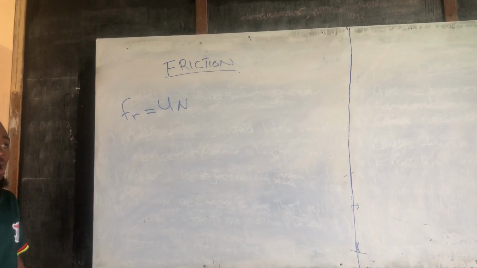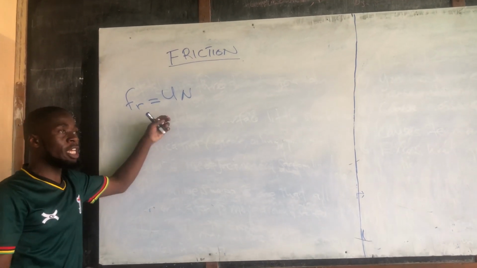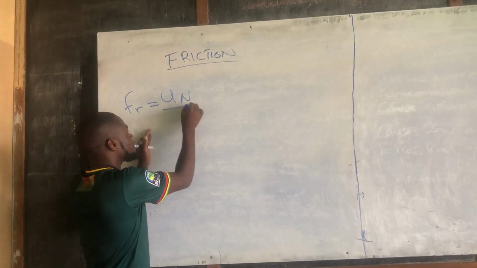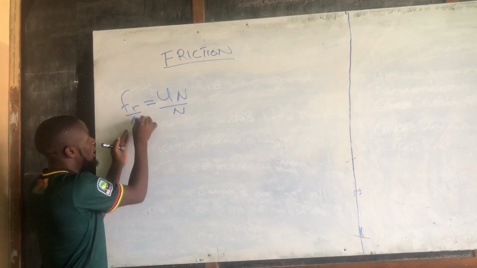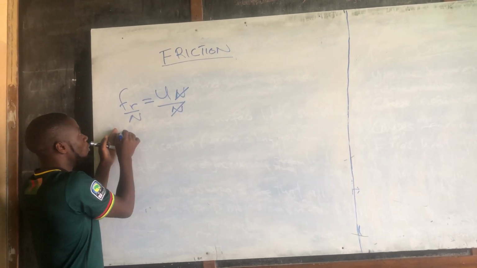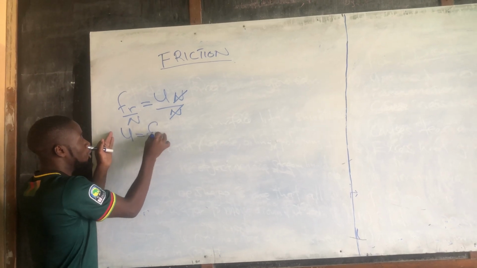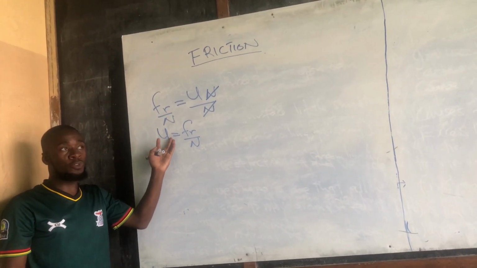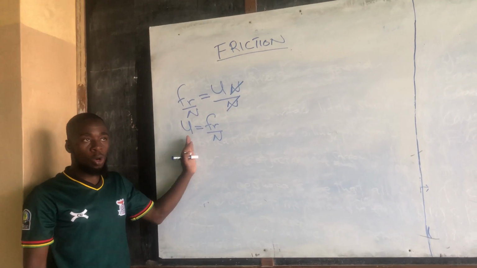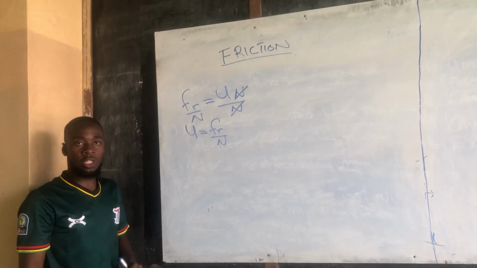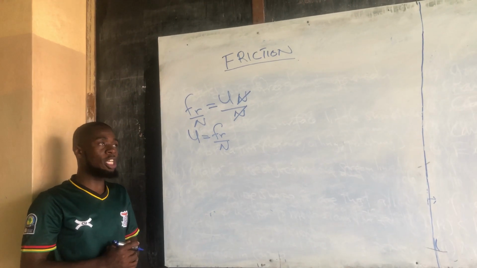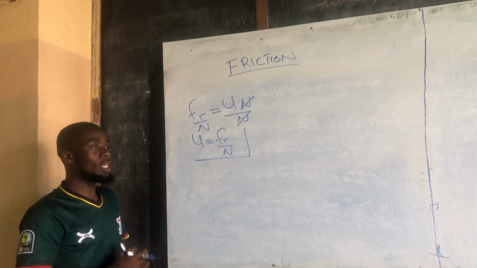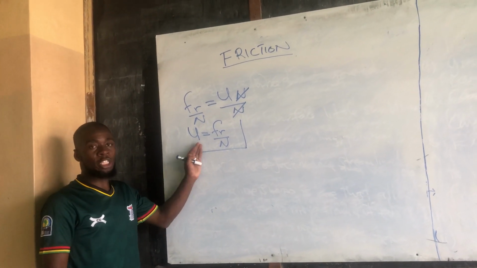But to make your calculations easier here, always make mu, which is the coefficient of friction, the subject of the formula. So over n here. Meaning this n will go here, and we have mu is equal to the frictional force over the normal force here. So I've made the mu, the coefficient of friction, the subject of the formula. Always do this if you have to answer any exam question on friction here. The moment you do this, just know that you're one step away from getting the correct answer there.